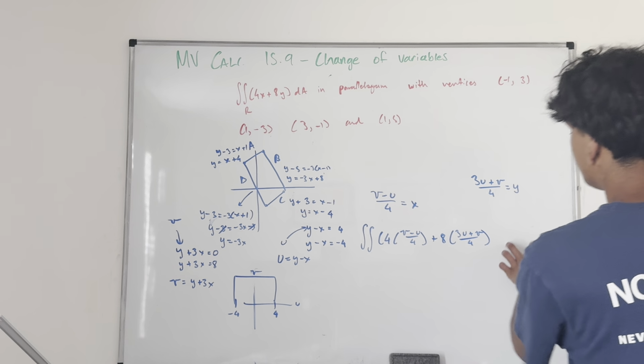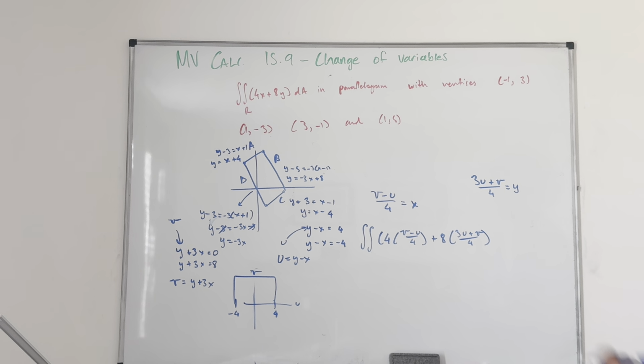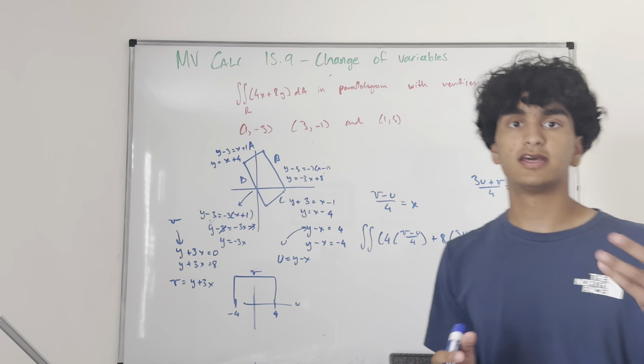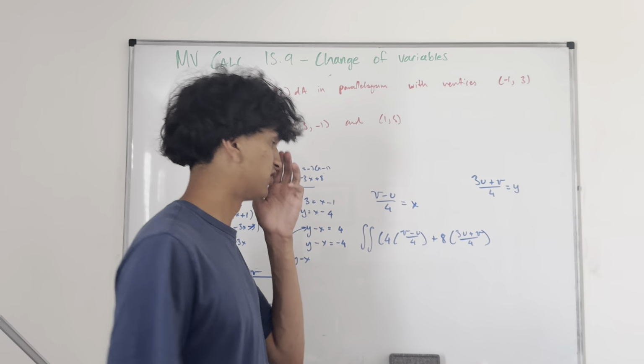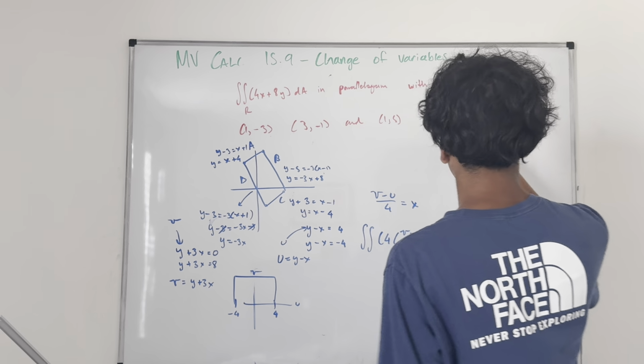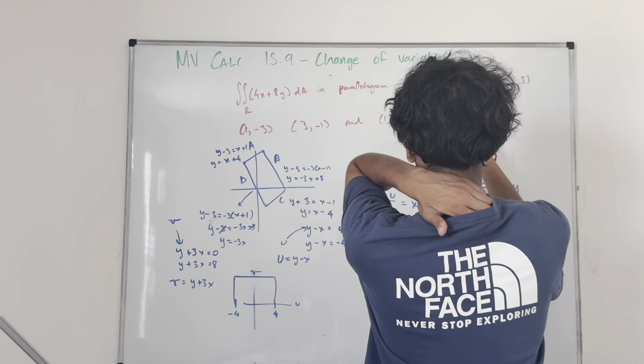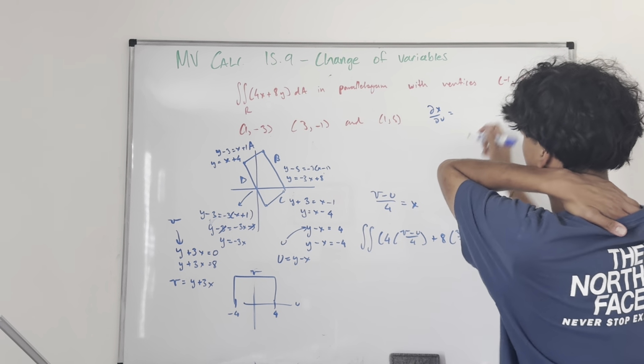The last thing is the dx dy, right? To transform it over, I need to find the Jacobian. Dx dy is just equal to the Jacobian times du dv. So to find the Jacobian, I just find the partial derivatives, right? So partial x partial u is going to equal negative 1/4.